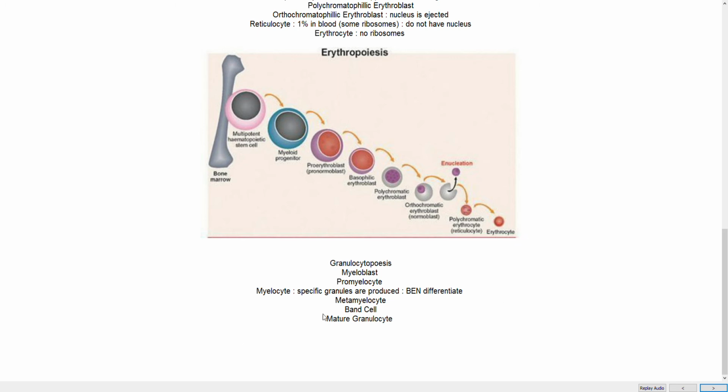The only important thing to remember here really is that myelocytes are the step in development in which you get specific granule production. So this is the step where you can tell apart a basophil, eosinophil, or neutrophil because they will have different granules inside of them that can be differentiative.